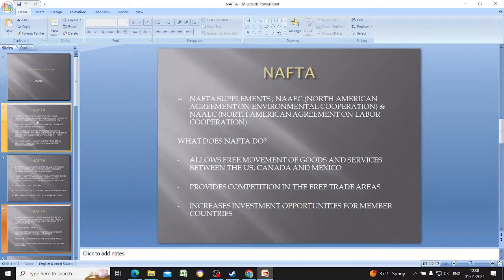Then what actually does NAFTA do? It allows free movement of goods and services between the US, Canada, and Mexico. That is free trade. It provides competition in the free trade area, and if they are providing a free trade area, they are also creating competitiveness. It increases investment opportunities for member countries, so they are also providing employment opportunities, and more participation in trade.